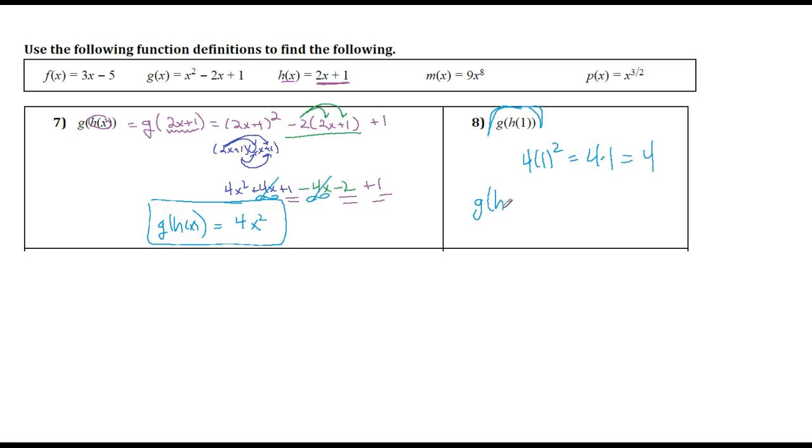Hopefully, if you did this the long way, meaning if you plugged 1 into h, you got a 3 to pop out. If you took that 3 and plugged it into g, you got 9 minus 6, which was 3, plus 1 more is 4. So you should get the same thing either way, but it's much faster to use your answer from part 7 to answer part 8 quickly.